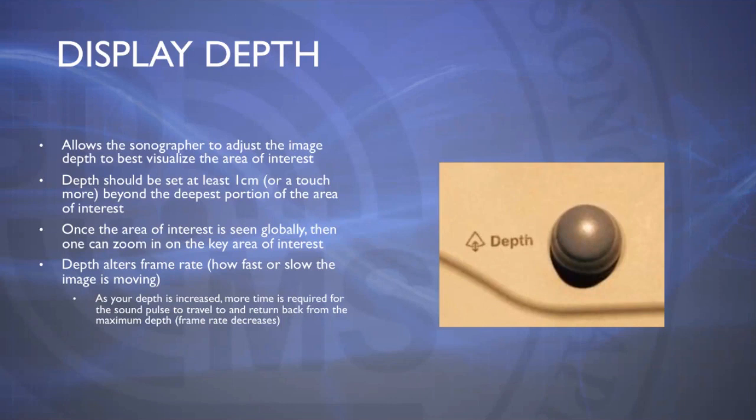Depth also alters our frame rate, so how fast or slow the image is moving. And as our depth is increased, more time is required for that sound pulse to travel to and return back from the maximum depth, so then our frame rate will decrease.